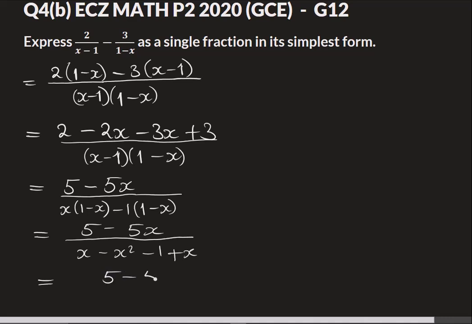On top we have 5 minus 5x. At the bottom here we have a negative x squared, we have a negative 1, the x and the x give us a 2. So we could start with the highest power, but in mathematics usually you want to start with the positives. So we'll start with 2x minus x squared minus 1. So this is now in its simplest form. There are no brackets, and that's how you can know that it's in the simplest form.